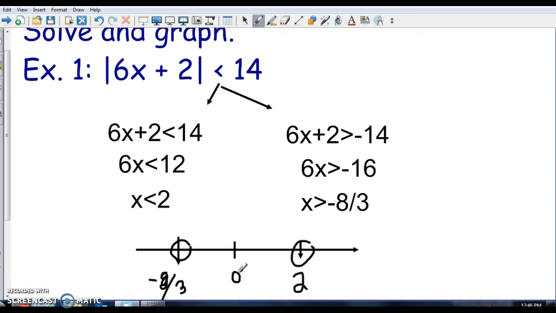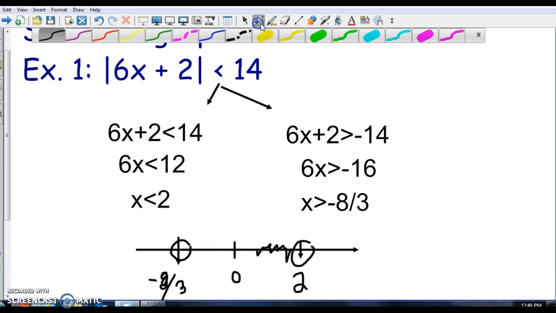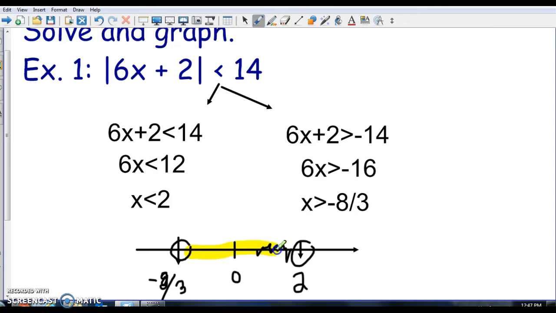So we're going to talk about test points because I don't know if it's an and or an or problem. We're going to have to figure that out. So I'm going to go over here to the 2, and I'm going to test 0. If I put 0 here, is 0 less than 2? We need to decide if that's true. And that is true, so I'm going to start shading towards the 0. Then I'm going to check over here. I'm going to put 0 in for x here. Is 0 greater than negative 8/3? And the answer is yes. So from here, I would shade towards 0 as well. So this is actually an and problem.